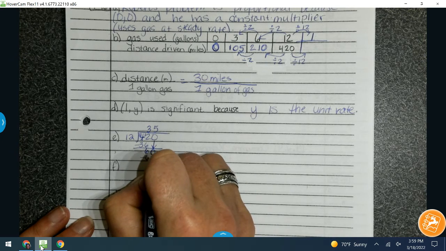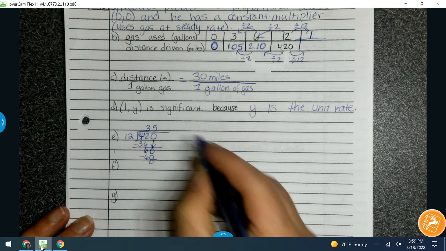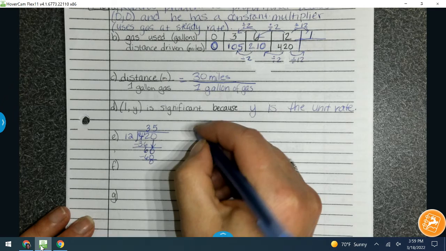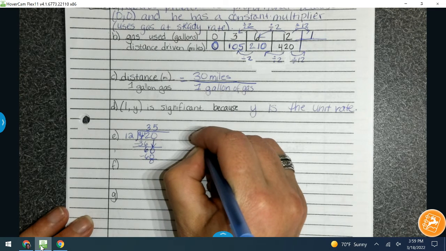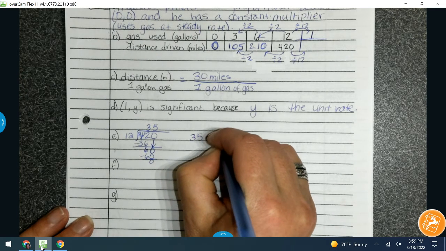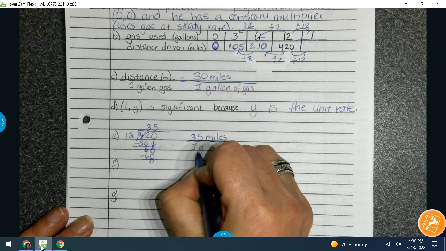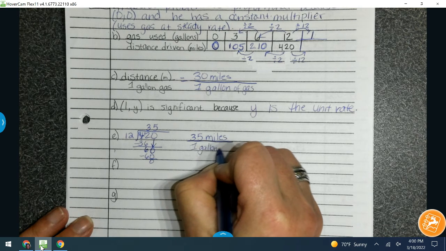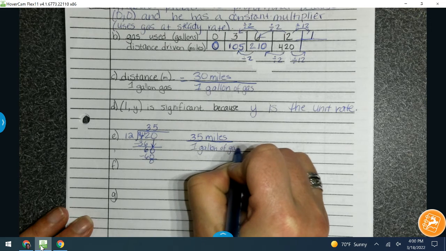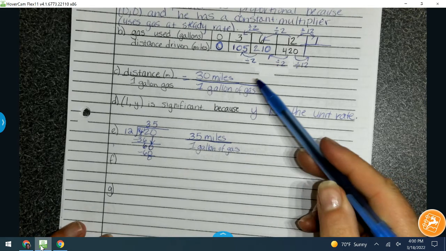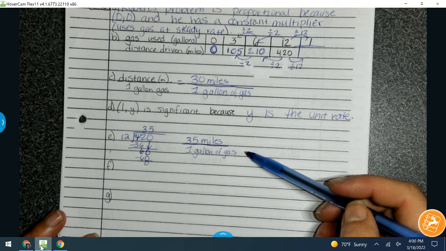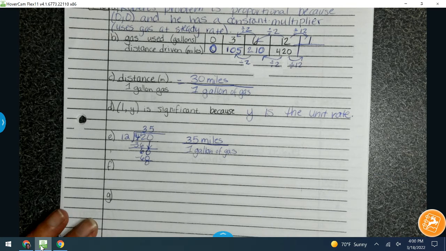Oops, I'm going into F. So my unit rate really is 35 miles per 1 gallon of gas. That's what my answer really is, and it's close to what we have here, but there's no way I would have gotten 35 from the graph itself.